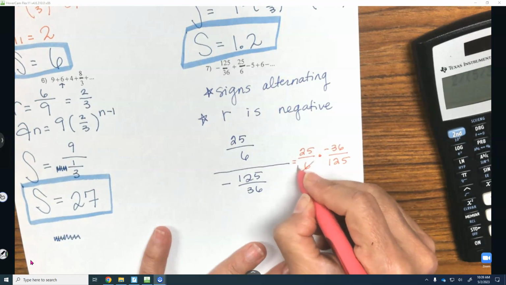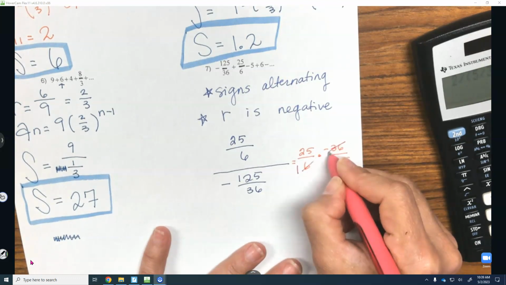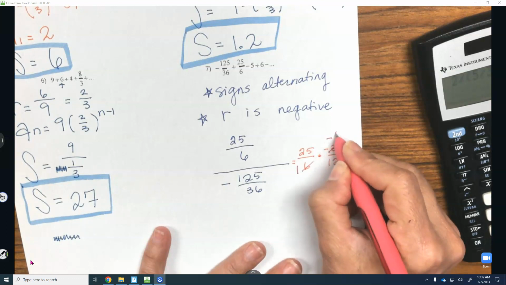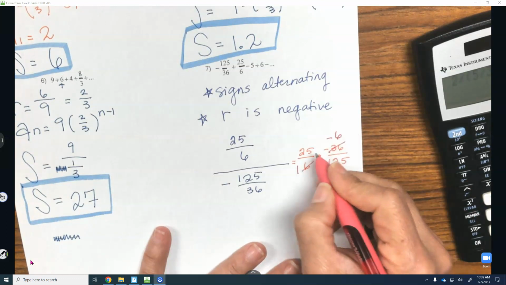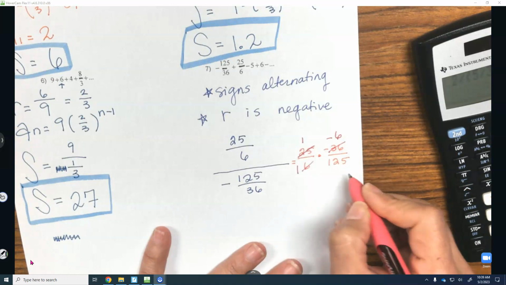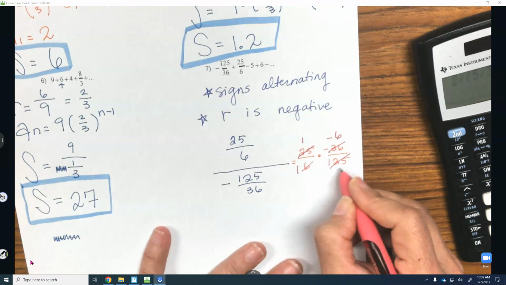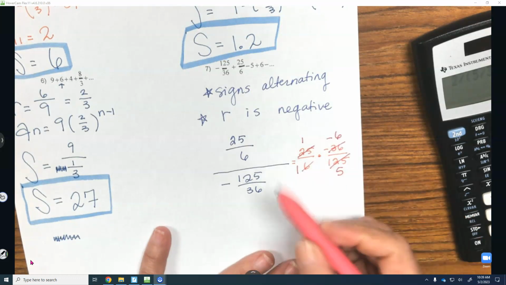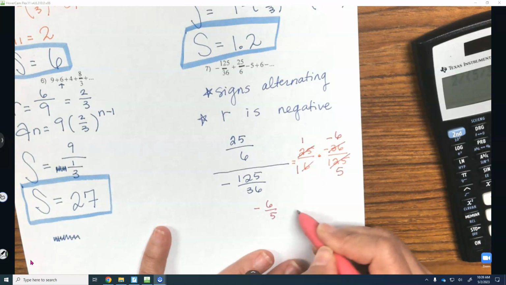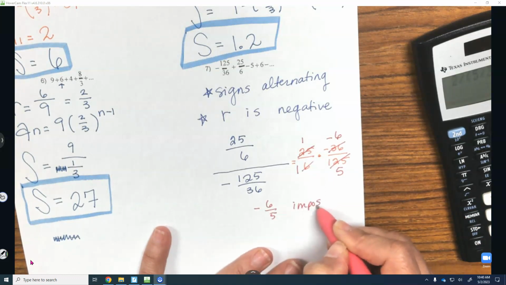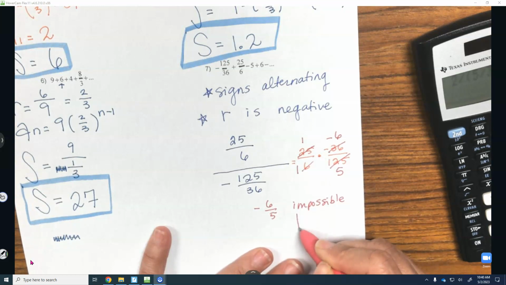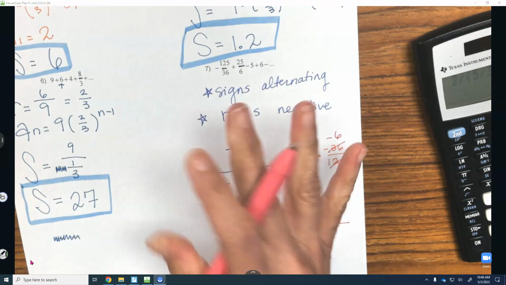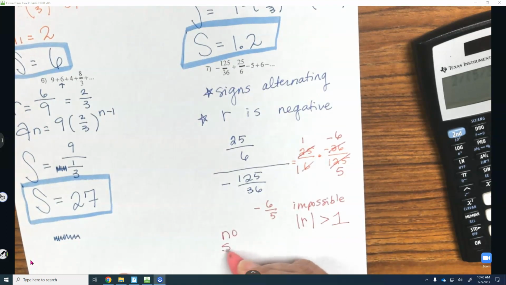6 goes into itself once. 6 goes into negative 36, negative 6 times. 25 goes into itself once. 25 goes into 125 5 times. So this ends up being negative 6/5, and it's going to be impossible because the absolute value of my common ratio is greater than 1. So let's write no sum. The answer is no.